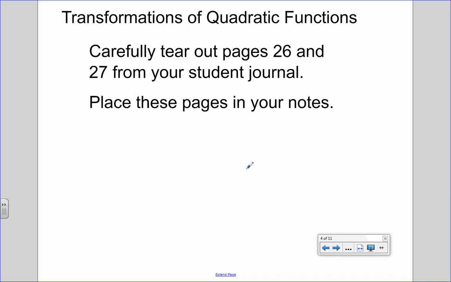All right, so we're now going to move on to how do we transform these things around, and how can we do that without using our graphing calculator. So we're going to be manually graphing today. One thing, if you'd like, you could tear out page 26 and 27 from your student journal, and those have visuals for you of the transformation.